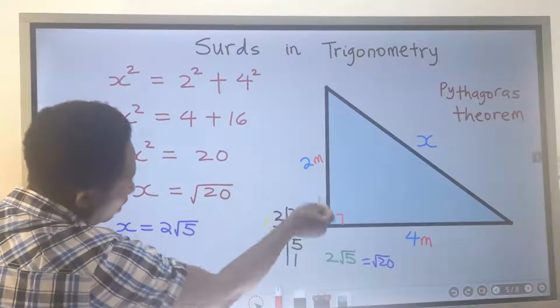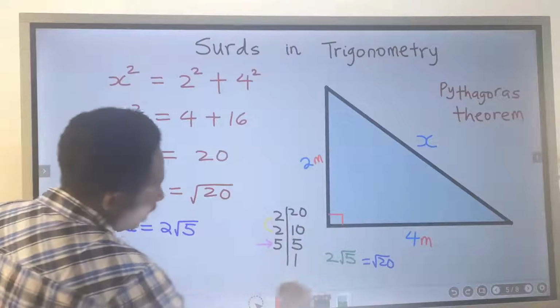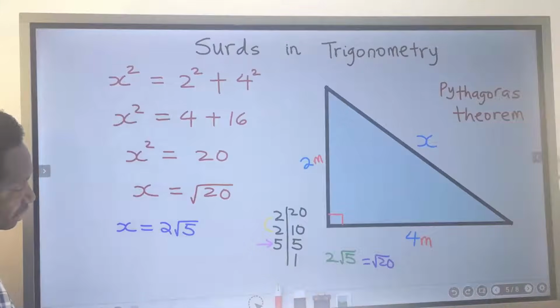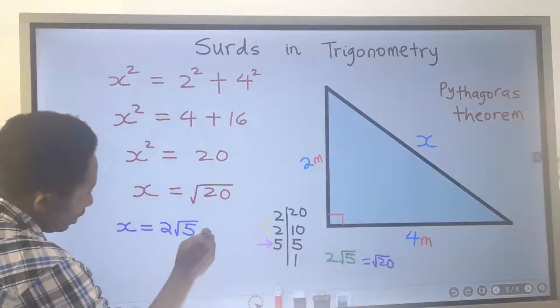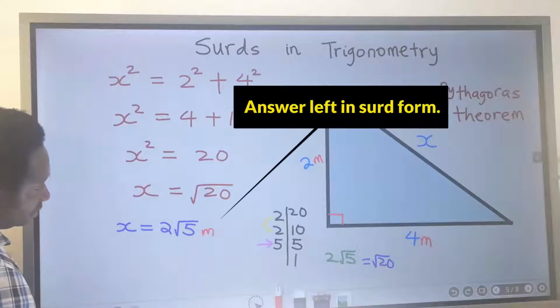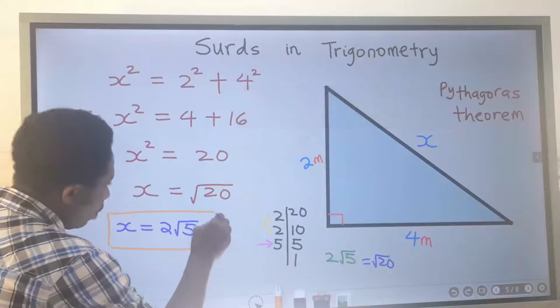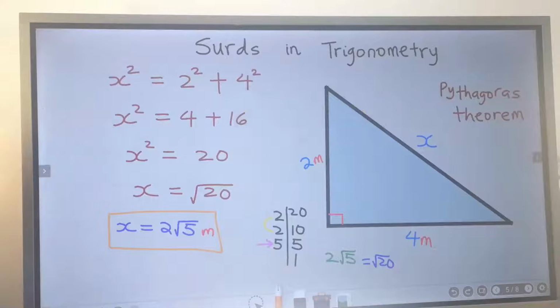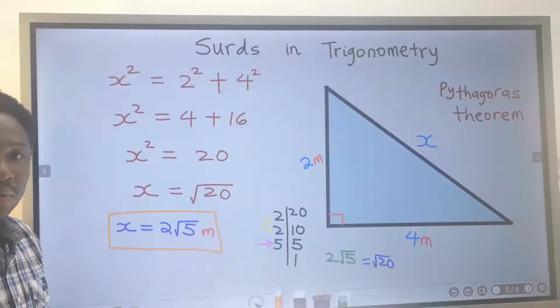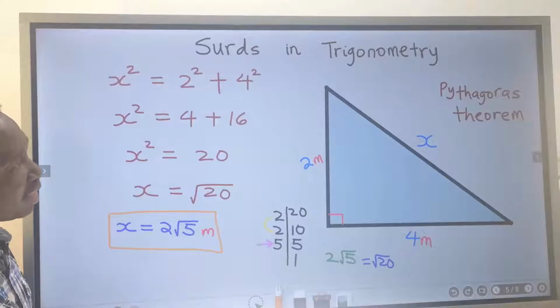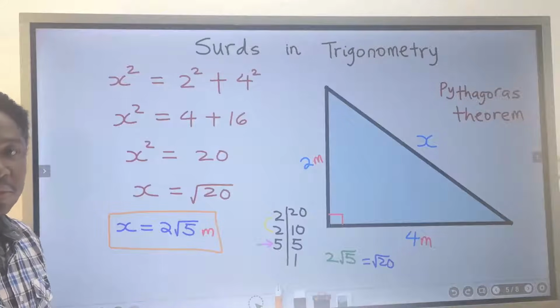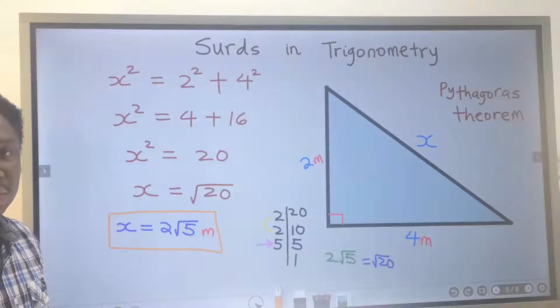This length is in meters, and this length is in meters. This will be in meters. And we have found the value of our x in surd form. We applied Pythagoras theorem because the internal angles are not our concern.